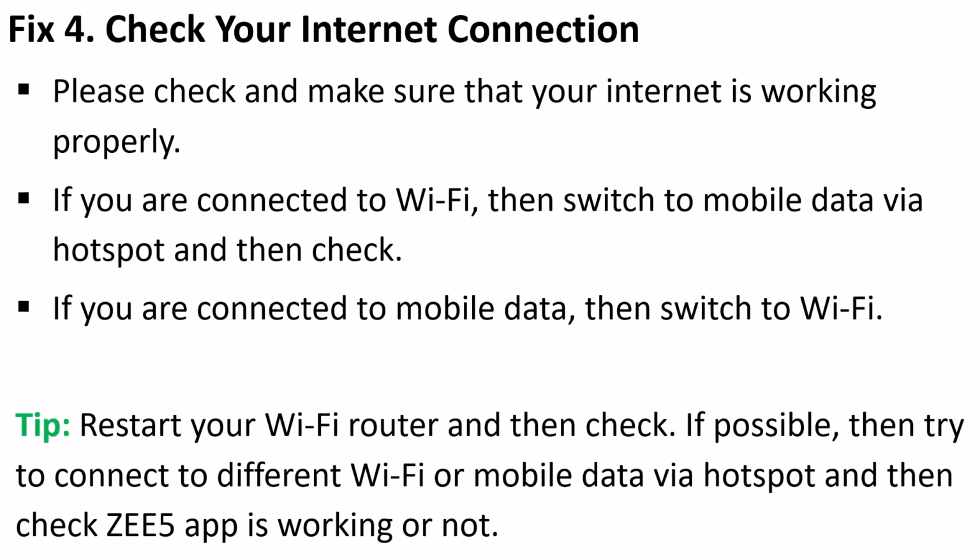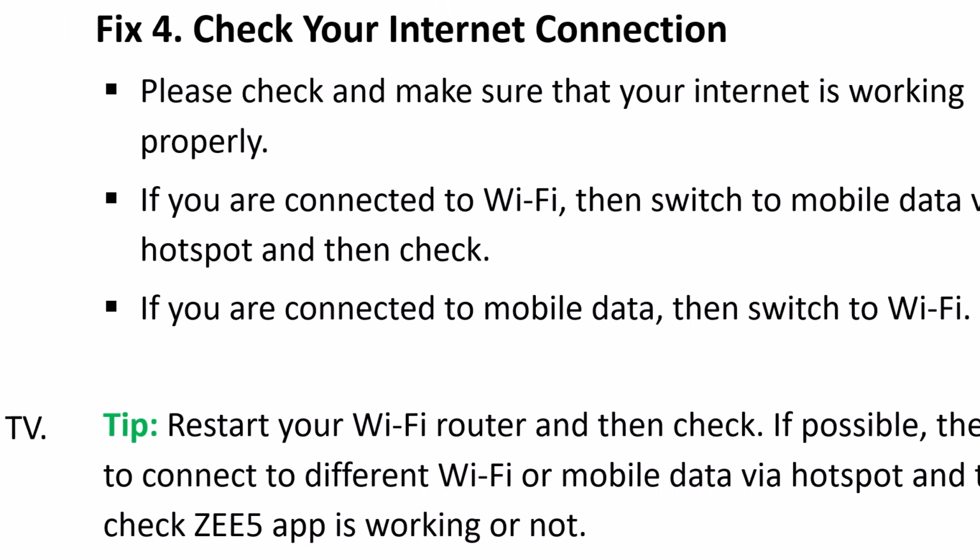Fix 4, check your internet connection. Now please check and make sure that your internet is working properly. If you are connected to Wi-Fi, then switch to mobile data via hotspot and then check. If you are connected to mobile data, then switch to Wi-Fi and then check. Now here is the tip, restart your Wi-Fi router and then check. If possible, then try to connect to a different Wi-Fi network or mobile data network via hotspot and then check if ZEE5 app is working or not.